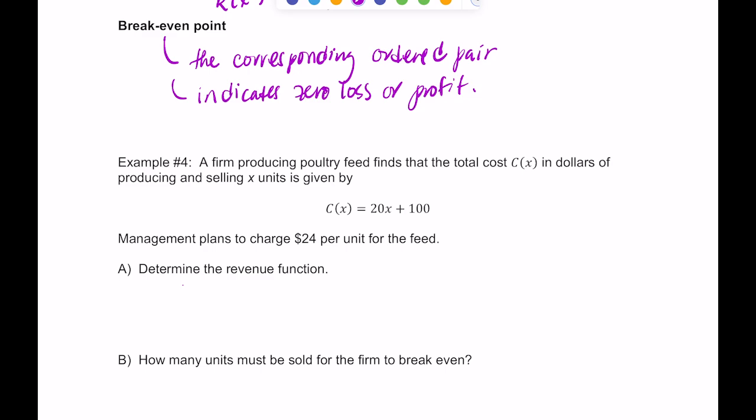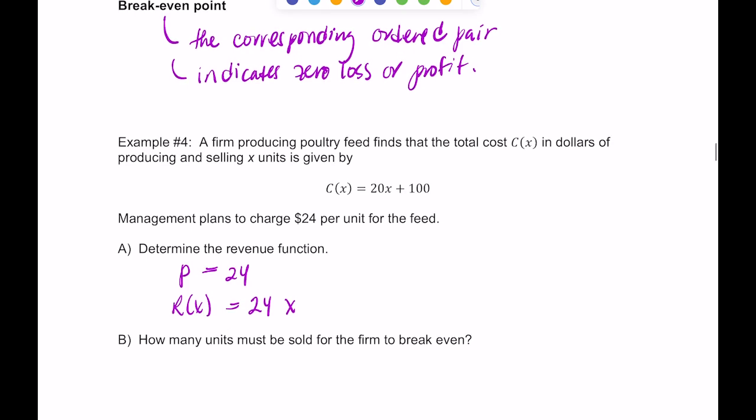A firm producing poultry feed finds that the total cost, C of X, in dollars of producing and selling X units is given by C of X equals 20X plus 100. Management plans to charge $24 per unit for the feed. Determine the revenue function. Okay, well, I know here the price is given to me. It's 24, right? And how do I find revenue? It's price times number of units sold. So the price is 24 times X. I don't know what X is. Okay, they don't tell me the number of units. So that's my revenue function.